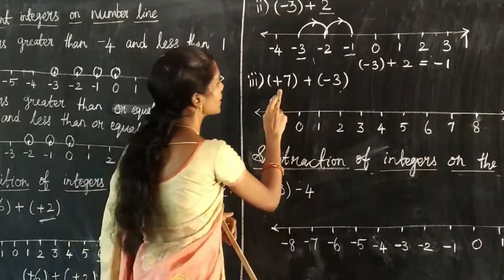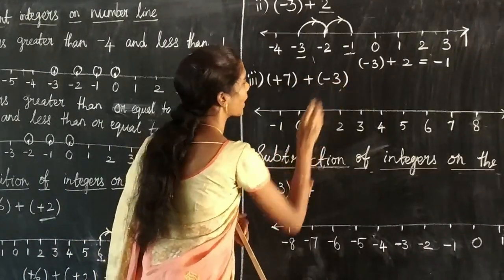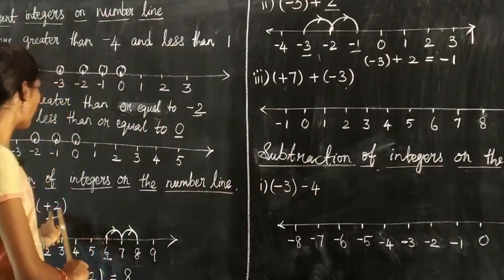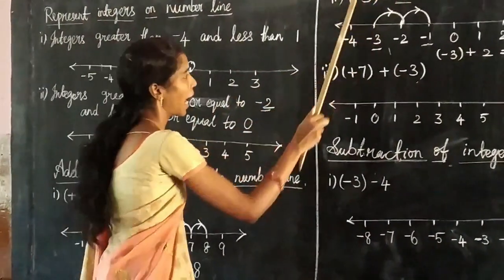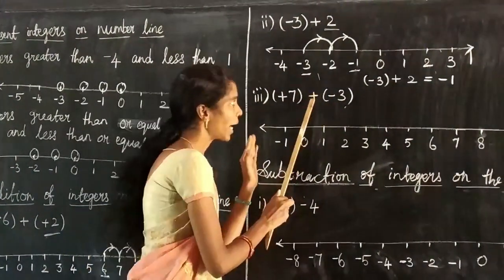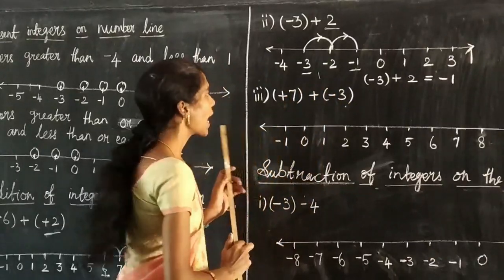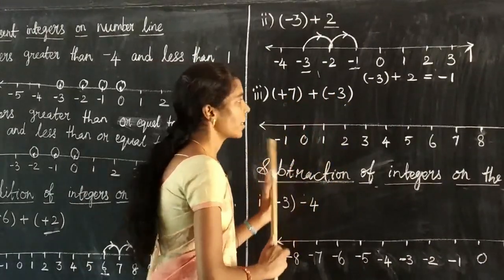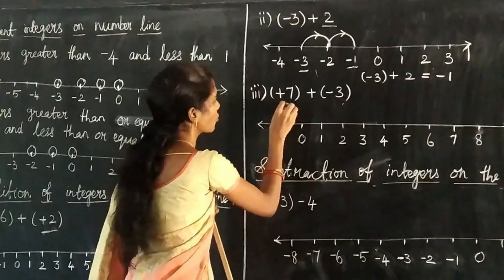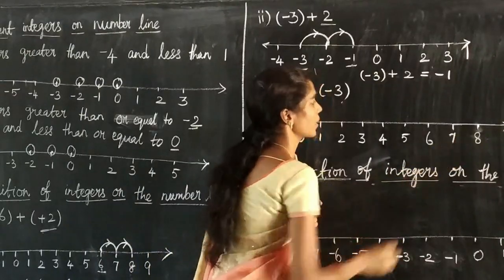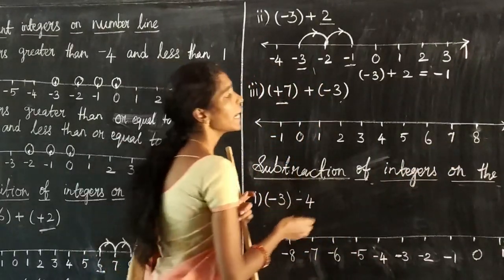Next, +7 plus -3. This is a negative integer. For the previous two sums, we added a positive integer. And here, this is a negative integer. Here, we are going to add a negative integer. To add a negative integer, we have to move to the left side of the given number. So, we have to start at 7, and we have to move to the left side.